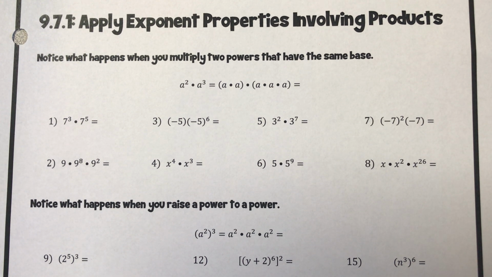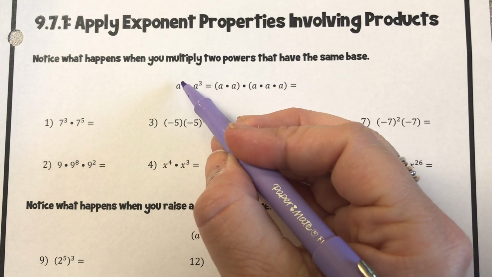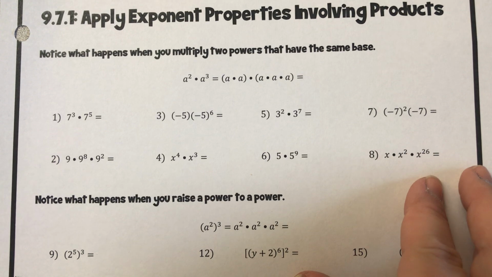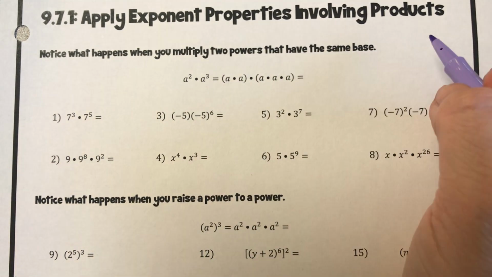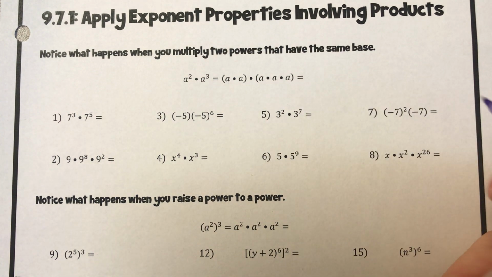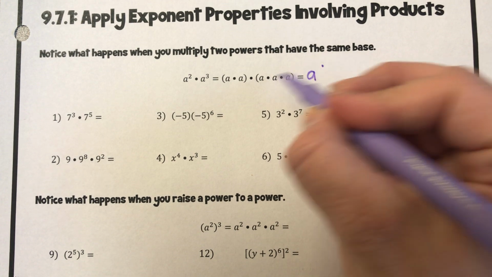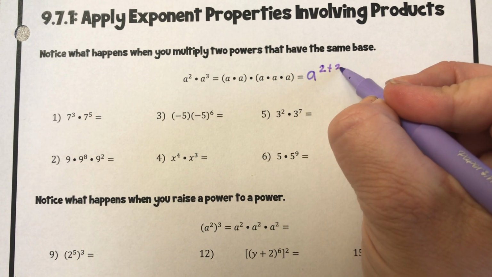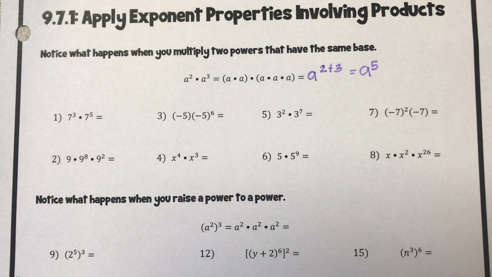A power is like a squared. Anything that has an exponent is a power. So it says, notice what happens when you multiply two powers that have the same base. So we have a squared times a to the third. So a squared means a times a. Then we're multiplying that by a to the third, which is a times a times a. So all together, how many a's do I have? A squared and a to the third means all together there are 5 a's.